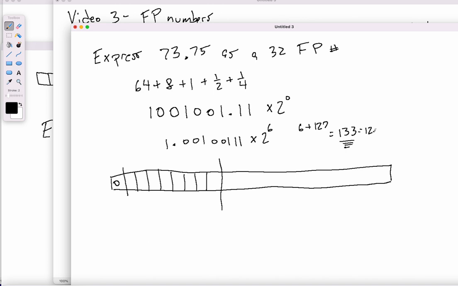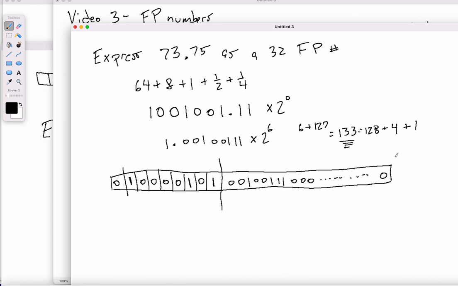133 is equal to 128 plus 4. That would be 132 plus 1. So here's 128. This is 1 over here. That's 2. This is 4. And now here is my mantissa. 0, 0, 1, 0, 0, 1, 1, 1, and then there are zeros the rest of the way.